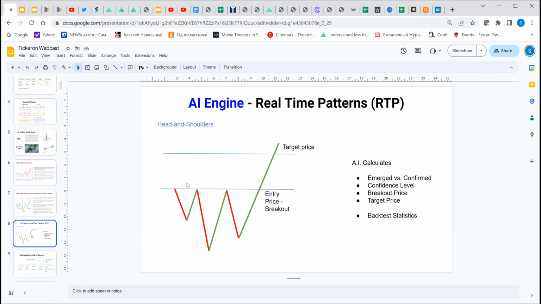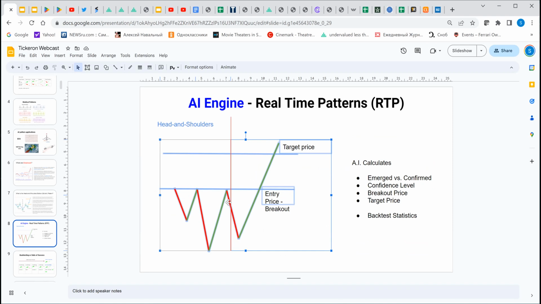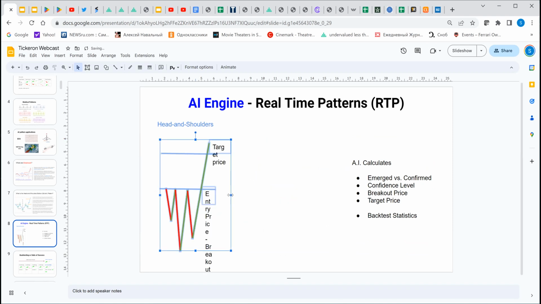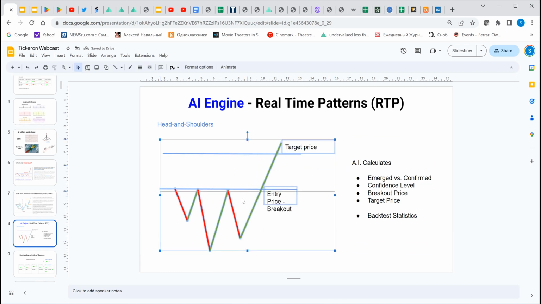So what does our AI do? The AI finds all kinds of shapes and forms. For instance, this is one shape. This is another shape, right? Because it's very narrow, but very deep. And this one is very shallow.